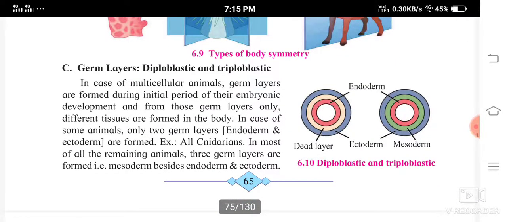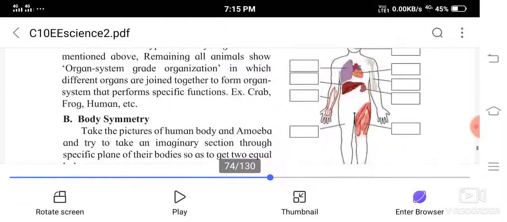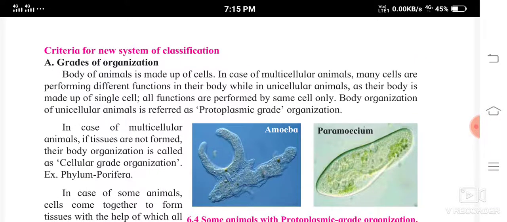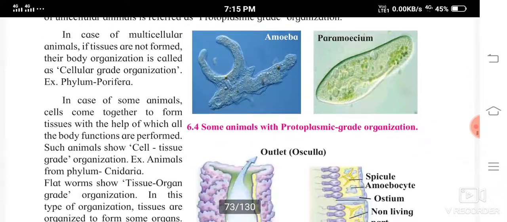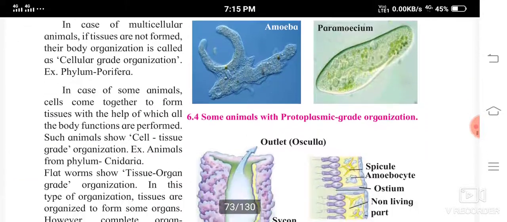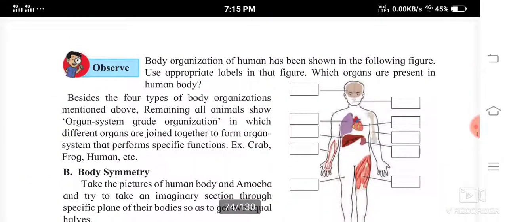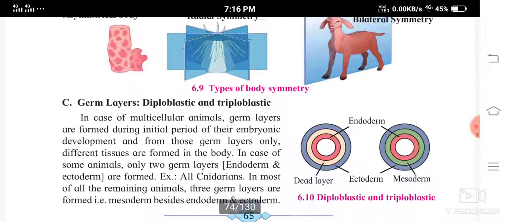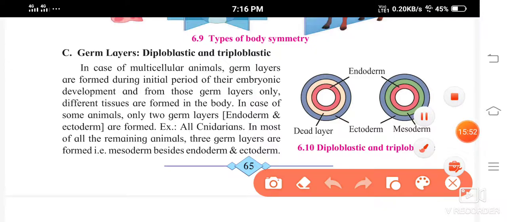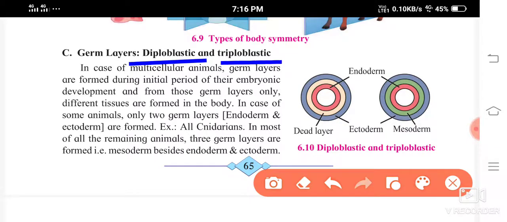Now germ layers, diploblastic and triploblastic. See the criteria for the new system of classification. First, you saw the grades of organization, that is unicellular and multicellular, the cellular grade of organization. After that you saw the body symmetry. Then the third is the germ layers, diploblastic and triploblastic. So the germ layer can be diploblastic or triploblastic, and according to that animals are divided.